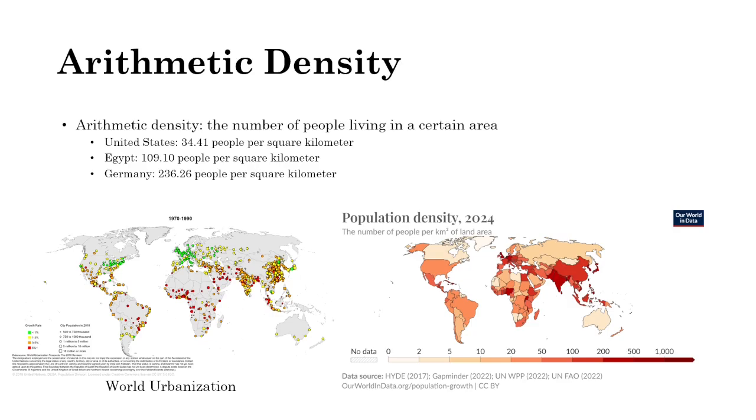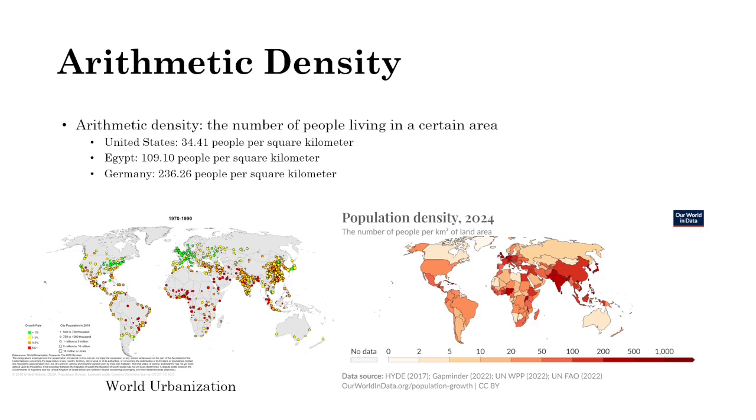So we can see here, these are maps of the world urbanization, so we can see where our cities are located. And we can also look at population density. And if you see a pattern here, the population density is higher in areas where there's urbanization, where there's a lot of cities, which is very interesting.